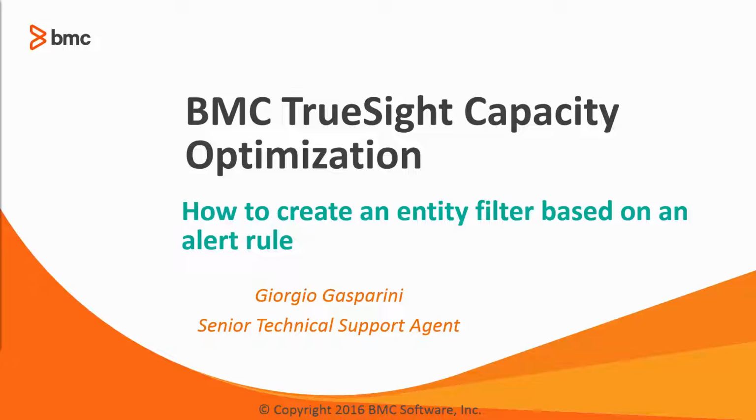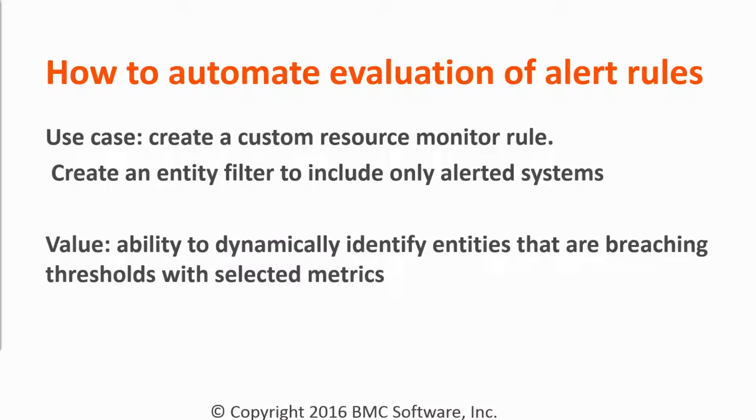In this video we are going to see how to create an entity filter based on an alert rule and how to use it. The use case is this. Create a custom resource monitor rule. Create an entity filter to include only alerted systems from that rule and base an analysis on that entity filter. The value of this solution is the ability to dynamically identify entities that are breaching the thresholds with the selected metrics and chart them.